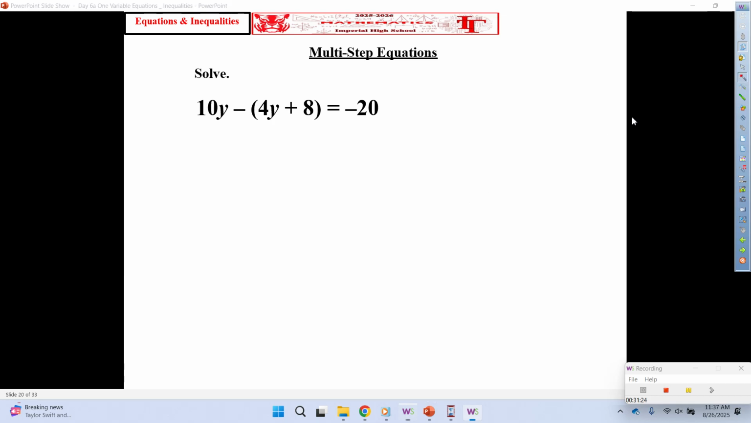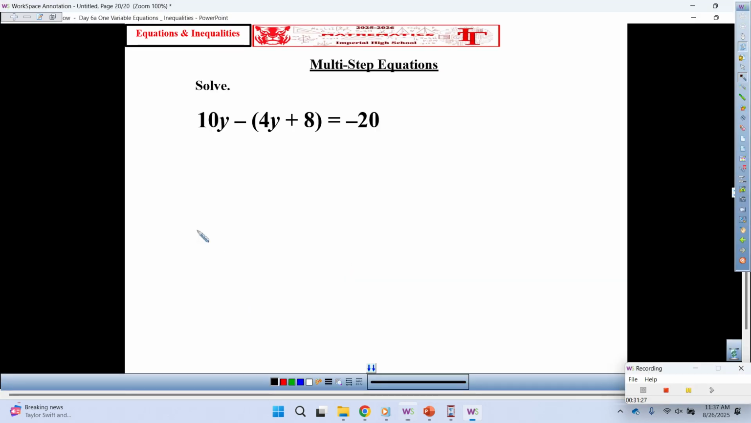Copy this one. And this one is example TM and TQ. Let's go. Some people are like, what is that? Really? Teenage Mutant Ninja Turtles? Come on now. 10y minus, parentheses, 4y plus 8, close parentheses, equals -20. So let's do this one together, laying down the equal sign.